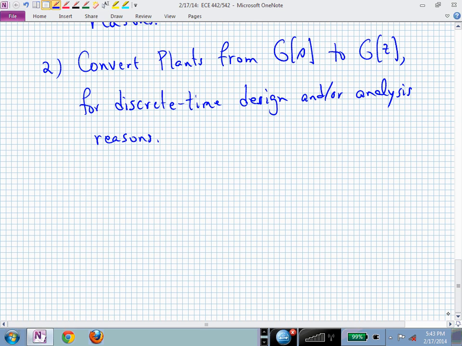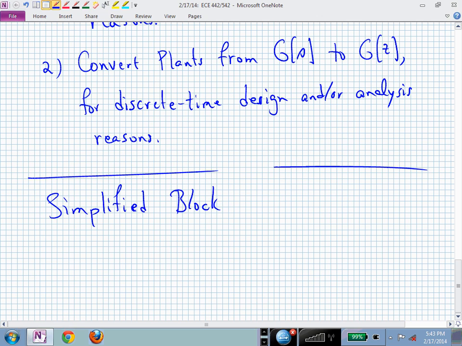Let's now look at a couple of different block diagrams that now start to incorporate this conversion of continuous time to discrete time. And I'm just going to call these simplified, but I'm hoping this starts you thinking about what it is that's happening.